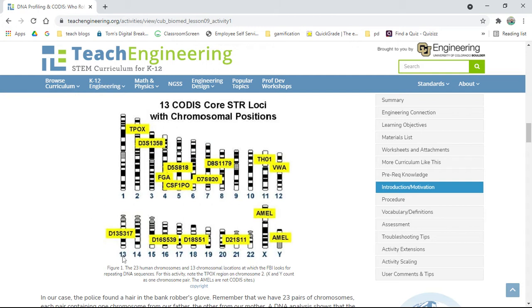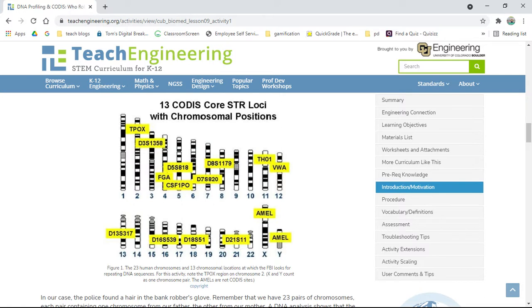As you can see here, one of them is on chromosome 13, and that's the scientific designation for it. Two of them are on chromosome 17. One's on the X chromosome, and two are on the Y chromosome. Anyway, so these are the locations that scientists use to compare DNA.